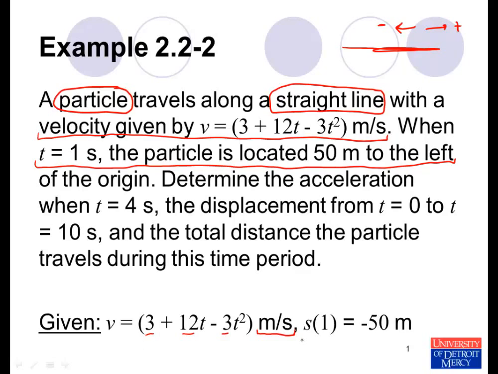Similarly, the fact that we're to the left of the origin, our origin is the zero of our number line. If we're to the left of zero, that means that we have moved into a negative position. When we move to the right, we move into a positive position. So the fact that we're to the left of the origin means that we have a negative position at time equals 1 second.